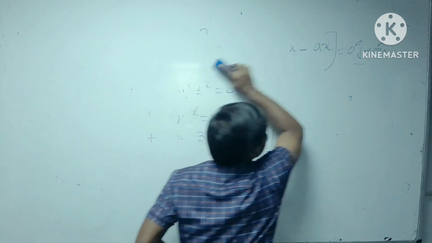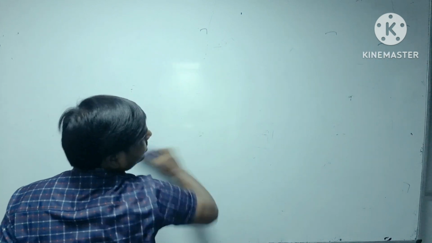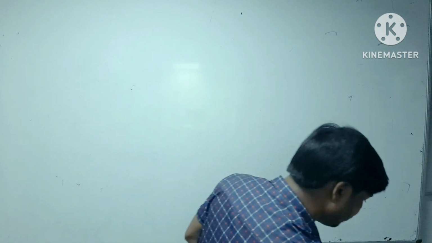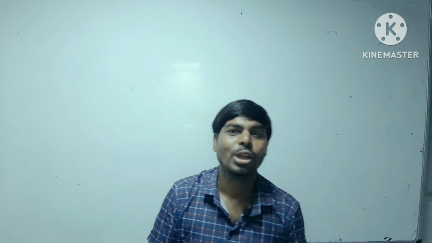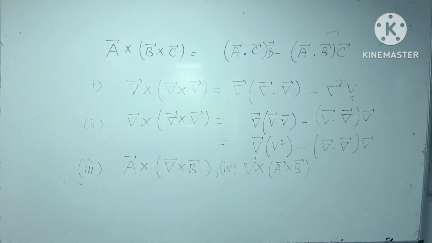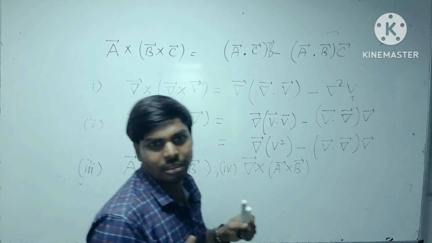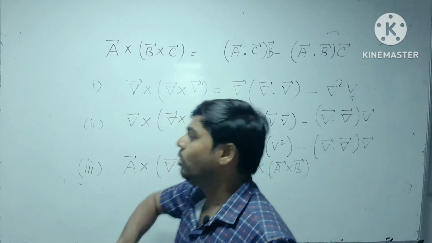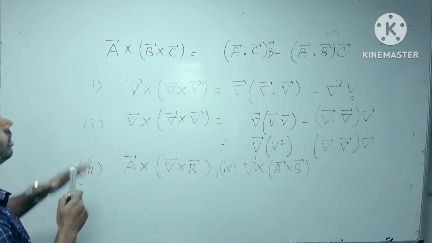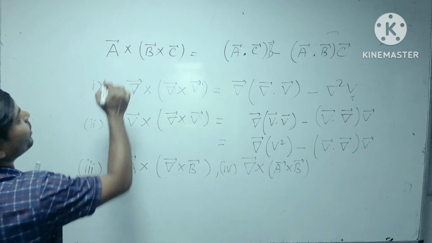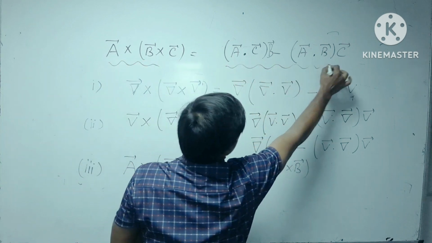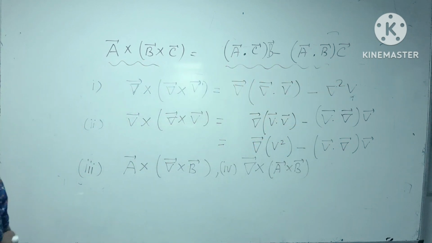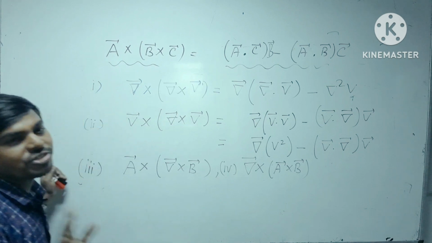Let's go for one warning. I will give you a warning here related to curl problems, or you can say related to the vector triple product. This is a very interesting topic. I would like to warn here about this vector triple product rule. Most of the time students make some mistake here.